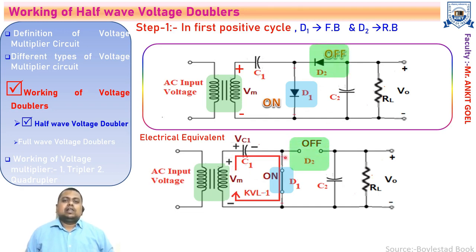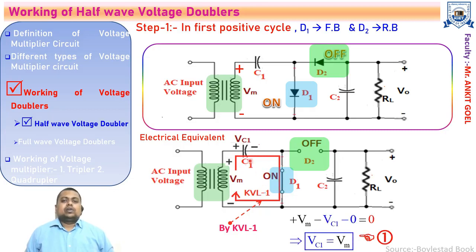Now apply the KVL in this loop in the clockwise direction. You will get the equation as plus Vm minus Vc1 minus 0 is equal to 0. Why is it 0? Because we have replaced the diode by the short circuit equivalent, so the voltage across the diode is 0. So calculating the voltage across the capacitor, Vc1 is equal to Vm, which means the capacitor C1 will be charged to the peak voltage, that is Vm.